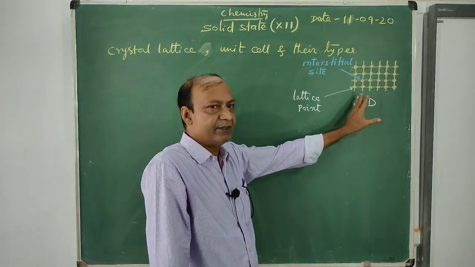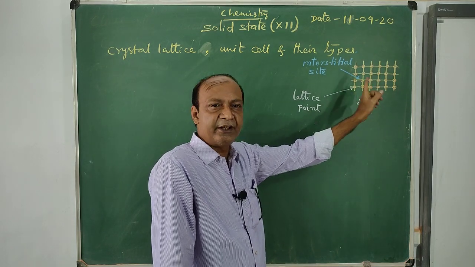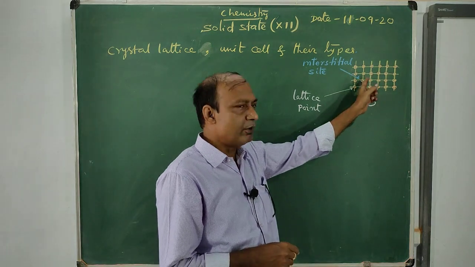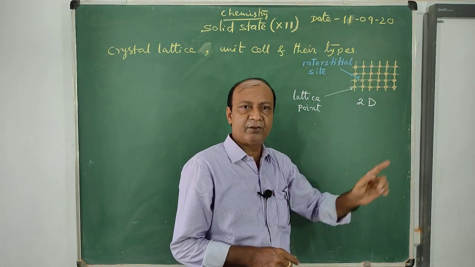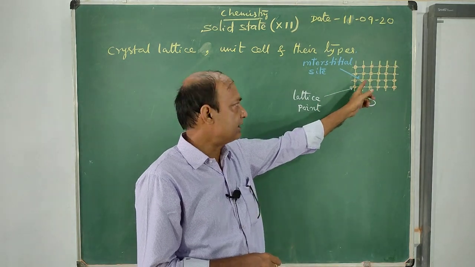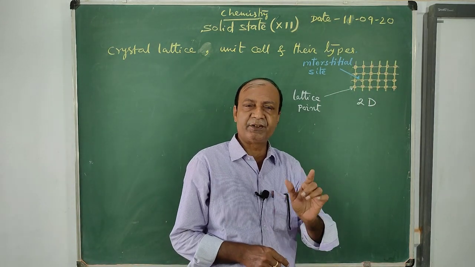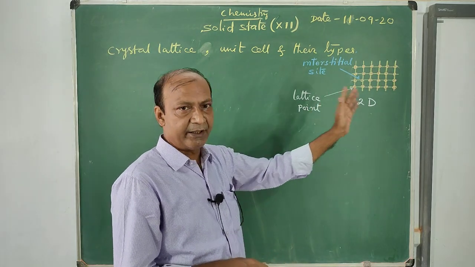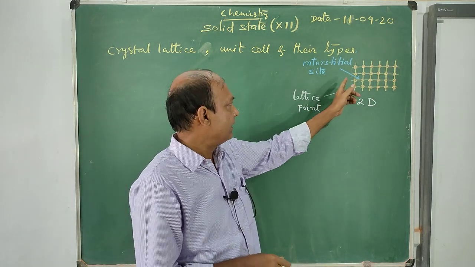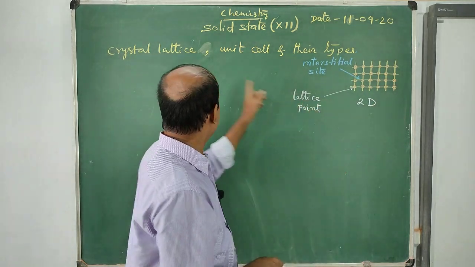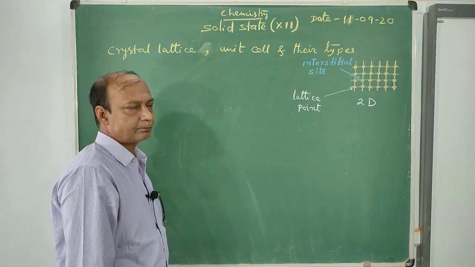So, what is crystal lattice? Crystal lattice is a regular 3-dimensional arrangement. I repeat, a regular 3-dimensional arrangement of lattice points in space is known as crystal lattice. Once again, a regular 3-dimensional arrangement of lattice points in space is called crystal lattice.